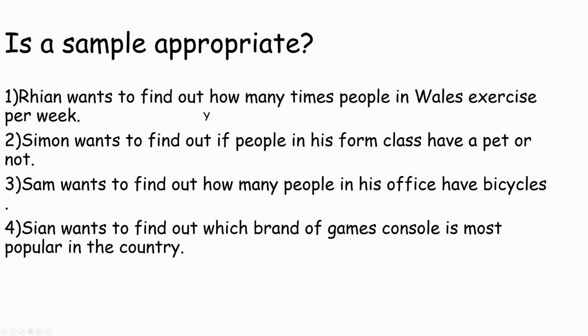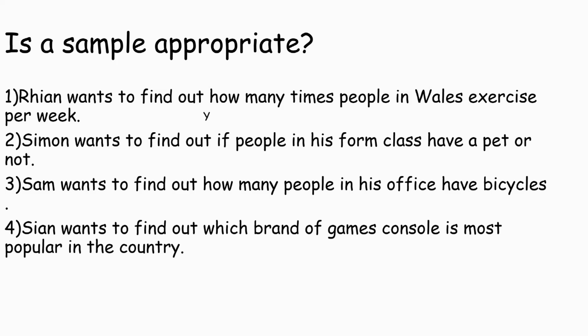When we have a large population and we want to answer questions about that population, we can use a sample. Sometimes samples are appropriate and sometimes they won't be. So if we look at these questions here, Rhian wants to find out how many times people in Wales exercise per week. A sample would be appropriate because you've got a large population, the entire population of Wales.